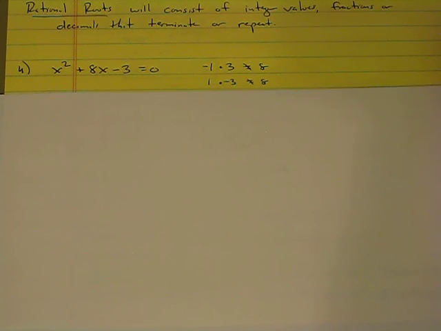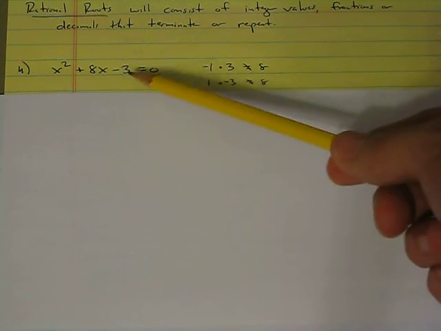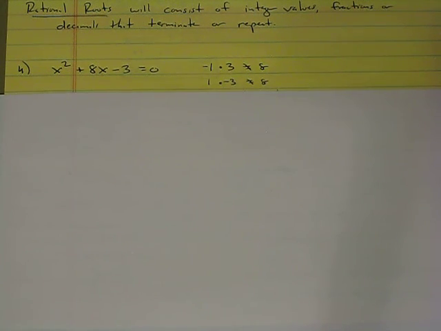Alright, so for this guy here, we have x squared plus 8x minus 3 equals 0. If you notice, if we tried to factor this trinomial, negative 1 and 3, 1 and negative 3, neither of those combinations will give us the 8 that we need in the middle. They both multiply to negative 3, but it doesn't get me the 8. So in this case, this is not factorable. And here's what we do instead.